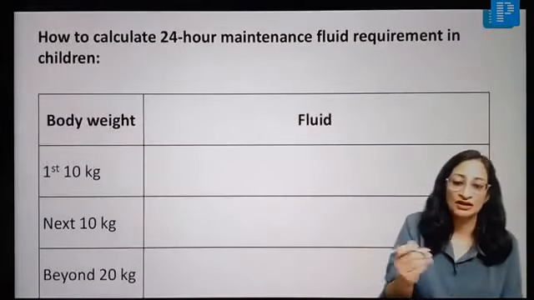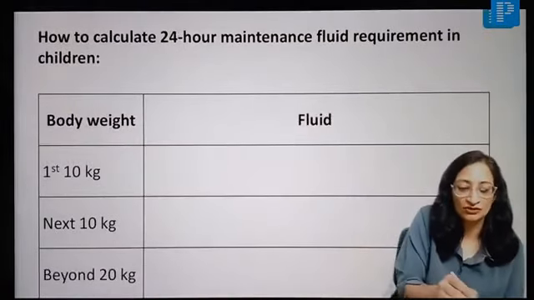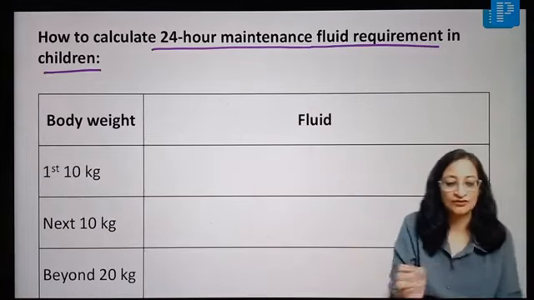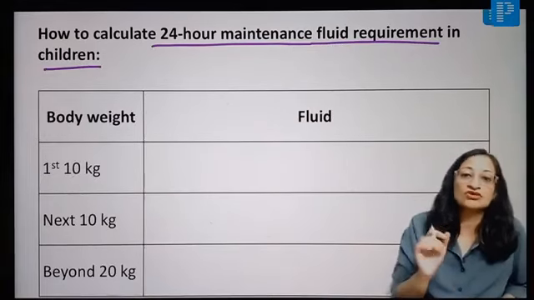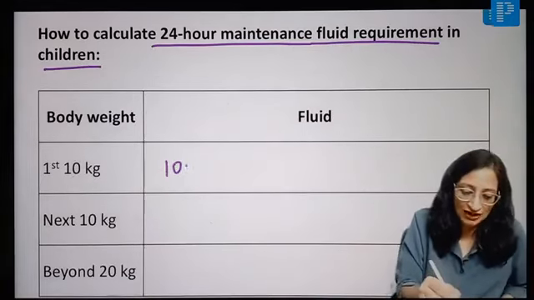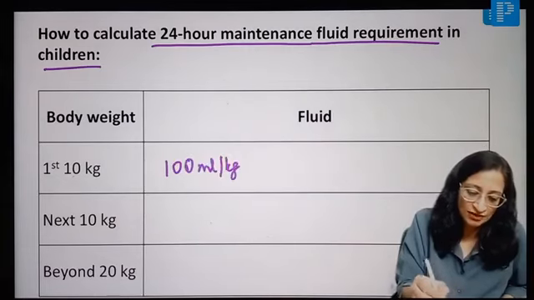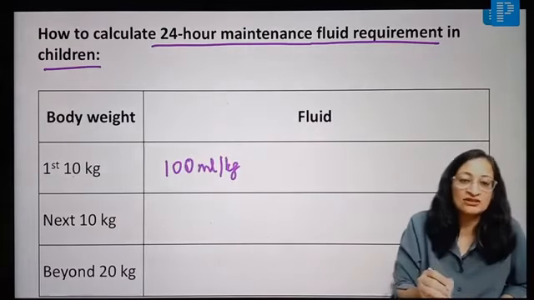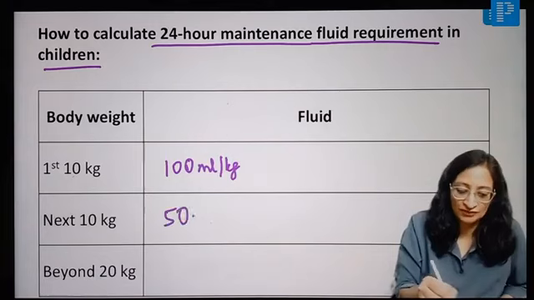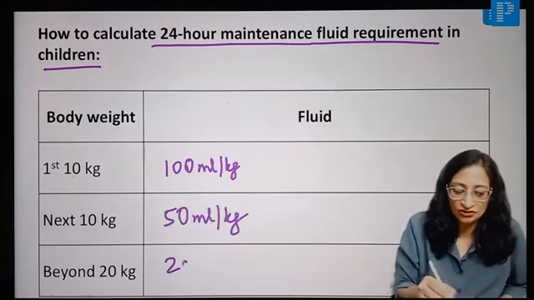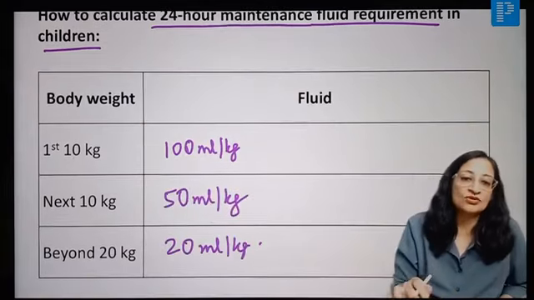Now that was in a neonate. What about older children? If an older child requires IV fluid, how do you calculate the 24-hour maintenance fluid requirement in children? So in children, for the first 10 kgs, we use the Holliday-Segar method. The first 10 kgs you have to give 100 ml per kg per day. Next 10 kgs you will give 50 ml per kg, and beyond 20 kgs you will give 20 ml per kg. So I'll just give you a quick example.